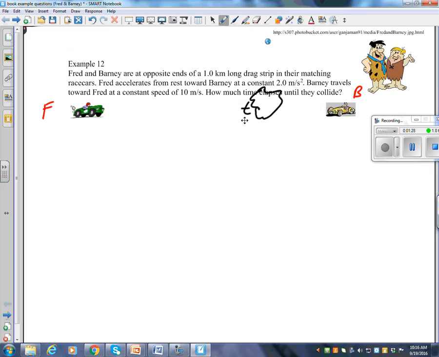Do we have any way of figuring out where? No. We do, however, know that the time when they collide is when they're in exactly the same position. Okay, so that's how we're going to do this. They will collide when they are in the same position. I'm just going to make a note of that.